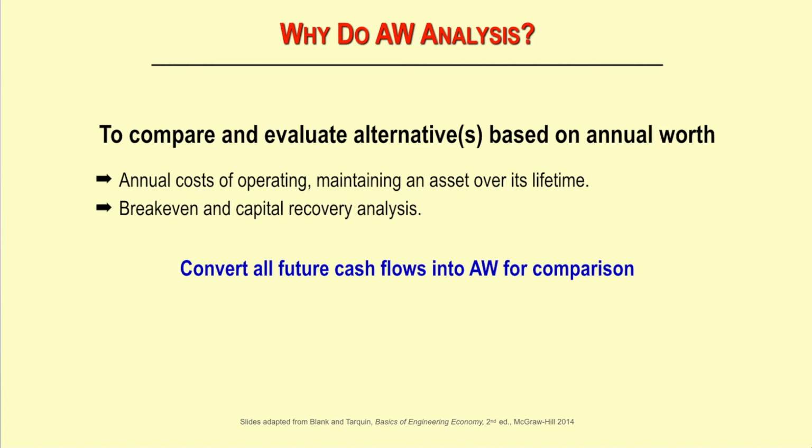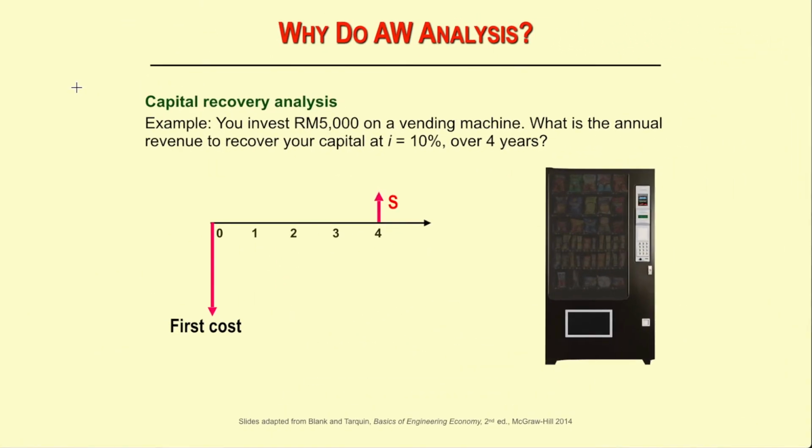This is an example of using annual worth in a capital recovery analysis. In this example, you invest 5,000 ringgit on a vending machine, and this is shown as a first cost in your cash flow diagram here. You plan to operate the vending machine for 4 years, and at the end of year 4, you plan to resell your vending machine. So that's your salvage value right here.